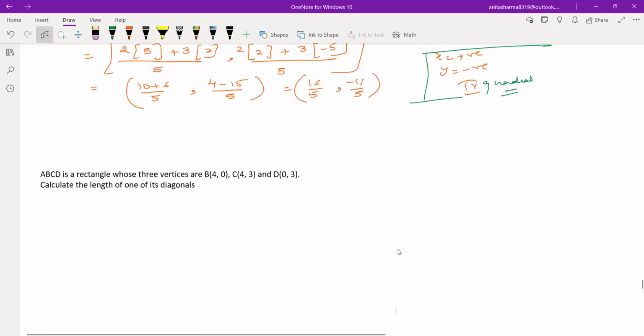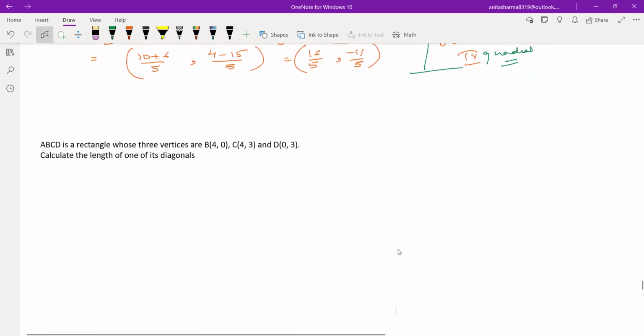Now this is the question. ABCD is a rectangle whose three vertices are given. Calculate the length of one of its diagonals. So any idea? Ma'am, we'll use the distance formula. Yes, we will apply the distance formula. First of all, draw the rectangle on your coordinate axis, right? Draw the rectangle, children.